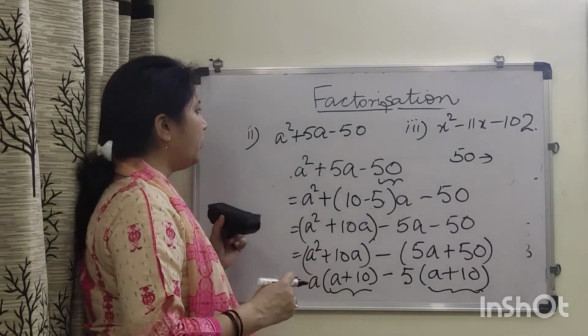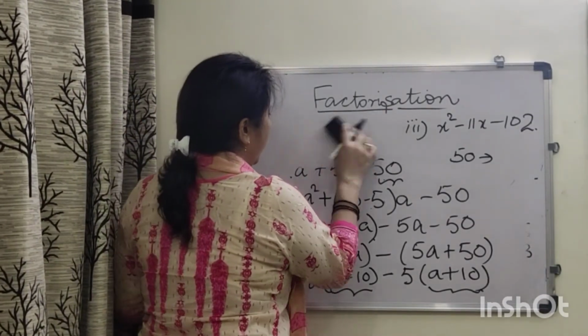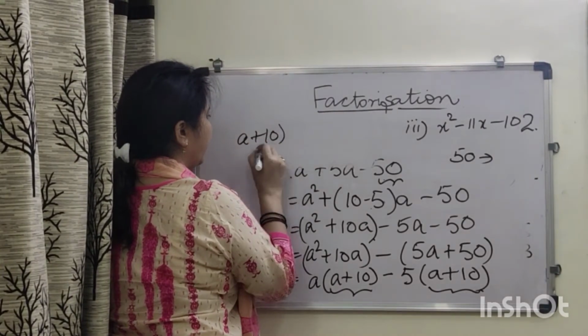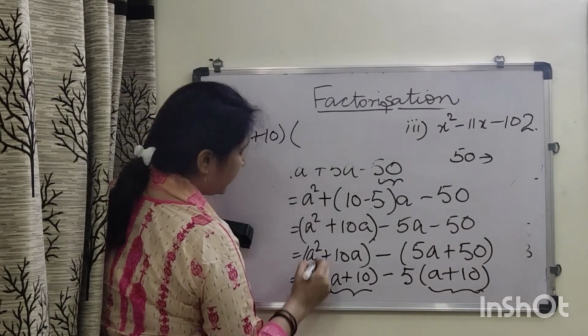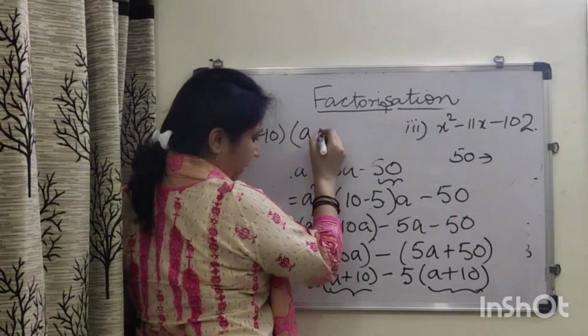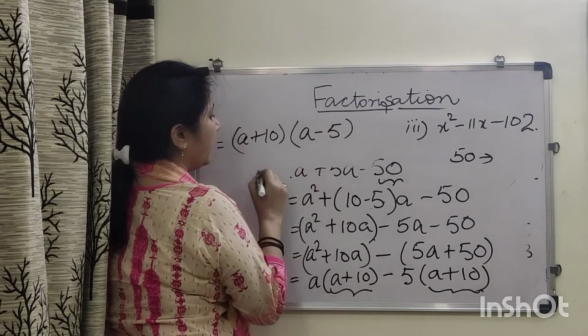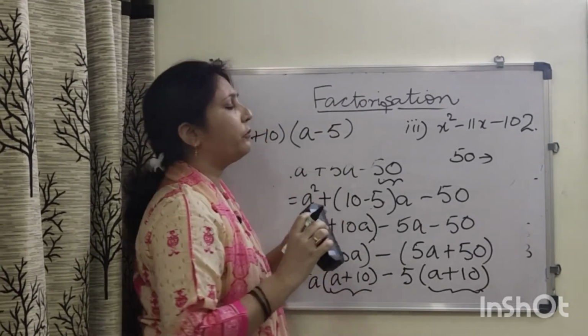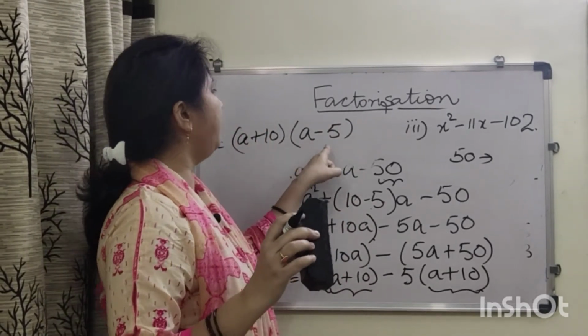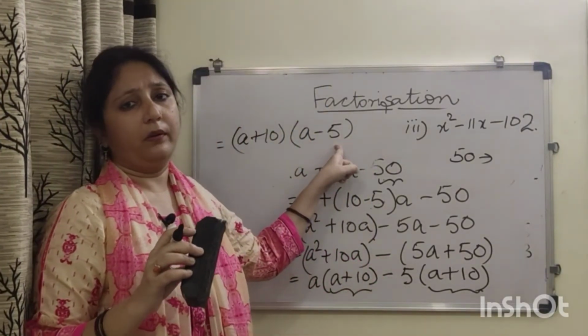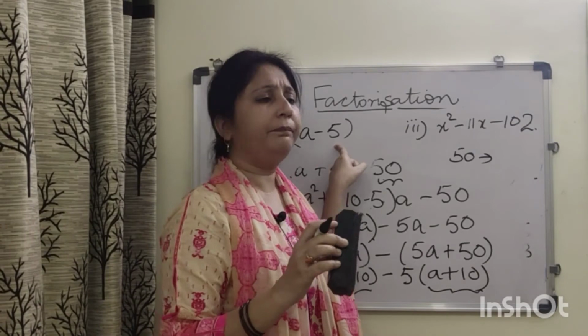Now again you take this binomial a plus 10 as common. So what is left? In the first place it is a, then minus 5. So the factorized form of a square plus 5a minus 50 is a plus 10 and a minus 5. I hope I am clear.